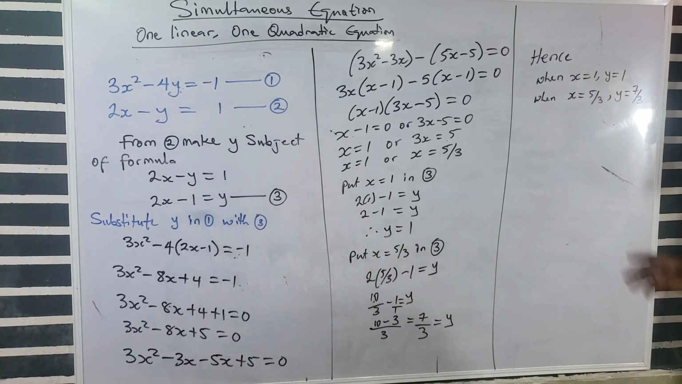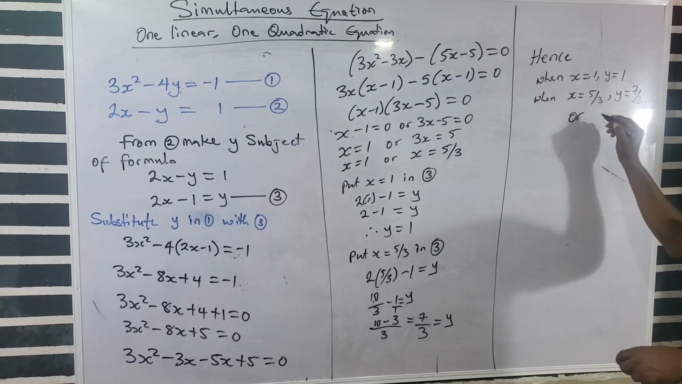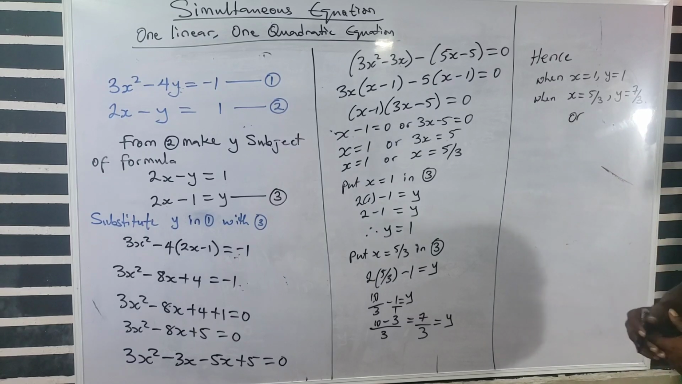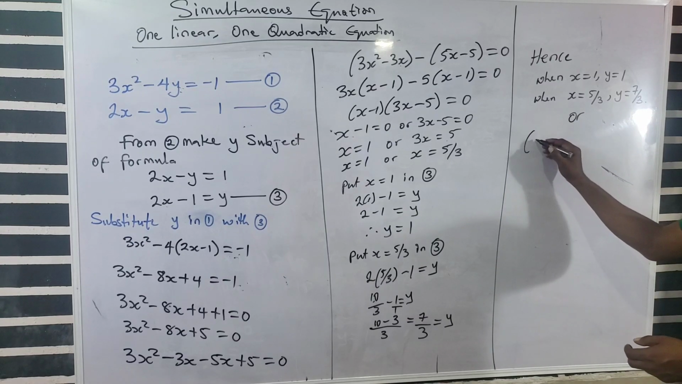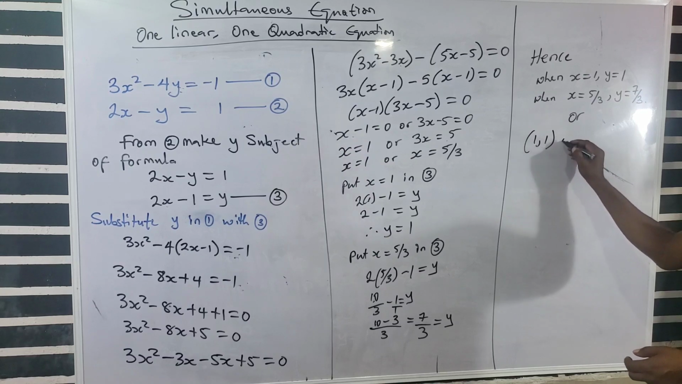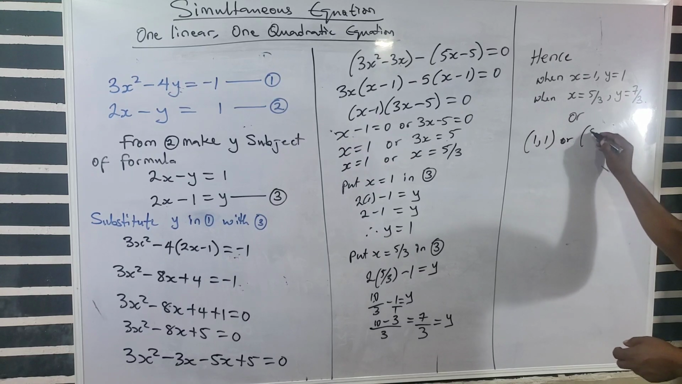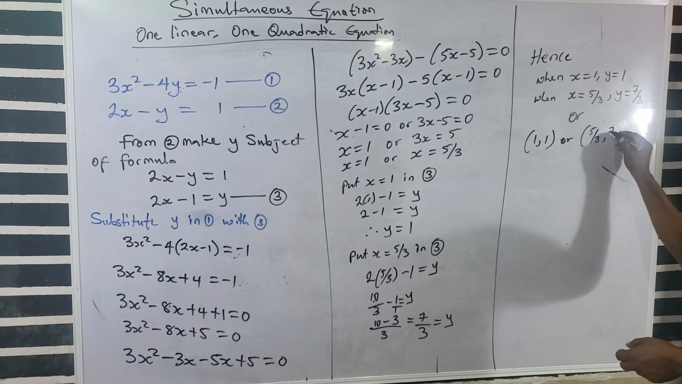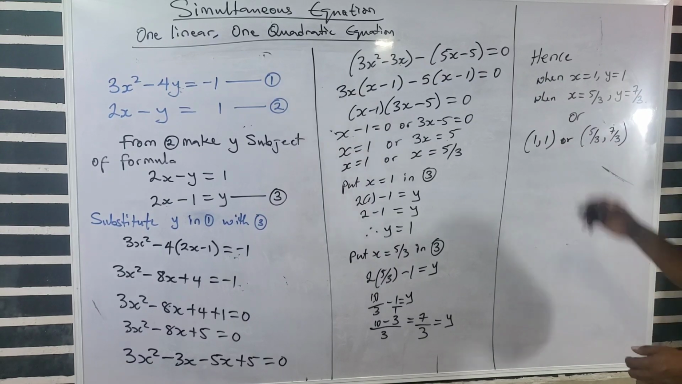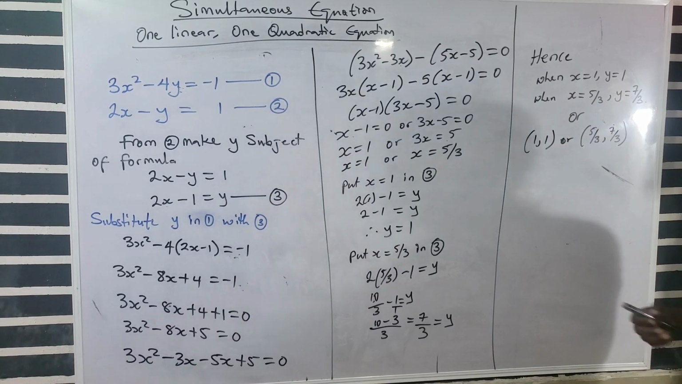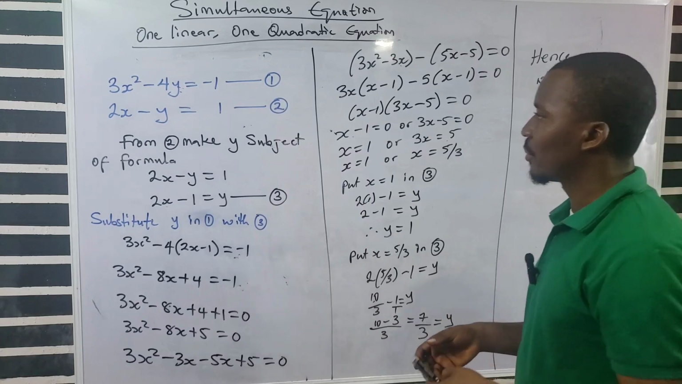So you can also present the answer in ordered pair. Okay, so you can say it as 1 comma 1, or 5 over 3 comma 7 over 3. So these are the two different ways you can present your answers. Okay, so we are going to move to number 2.